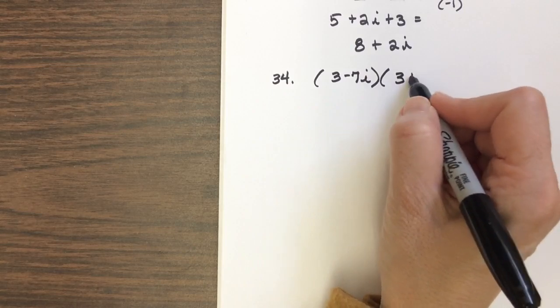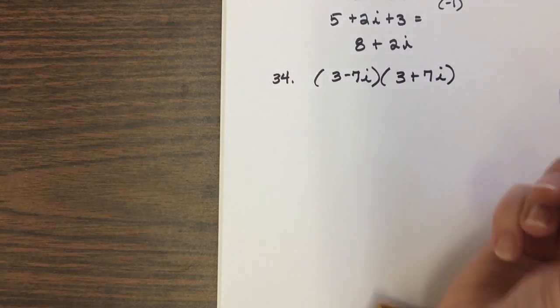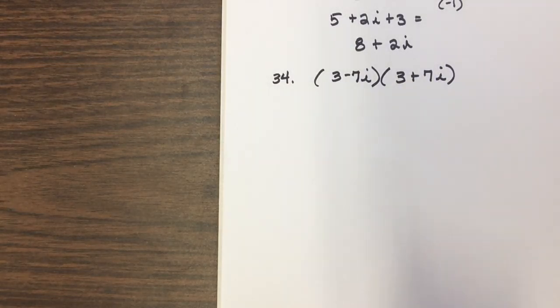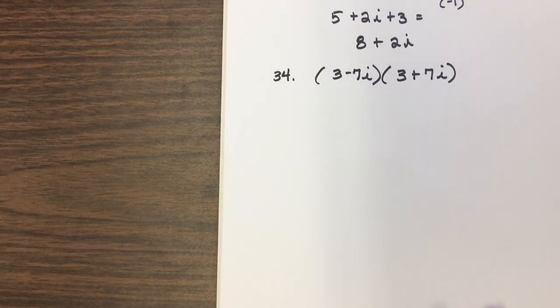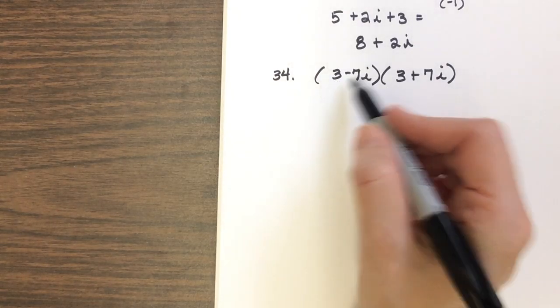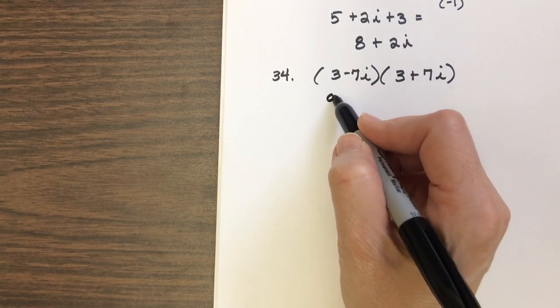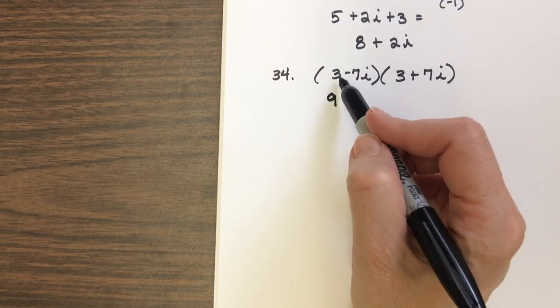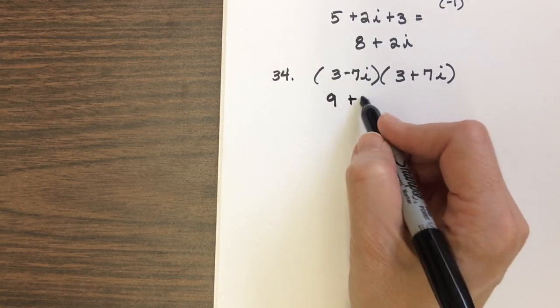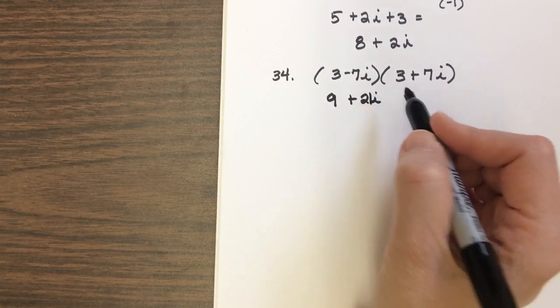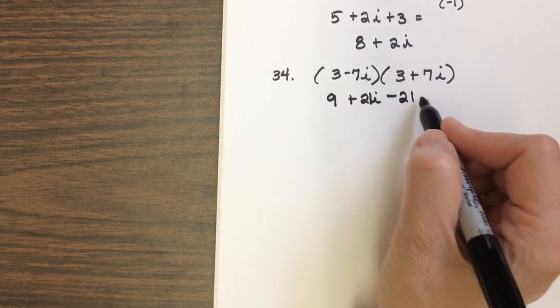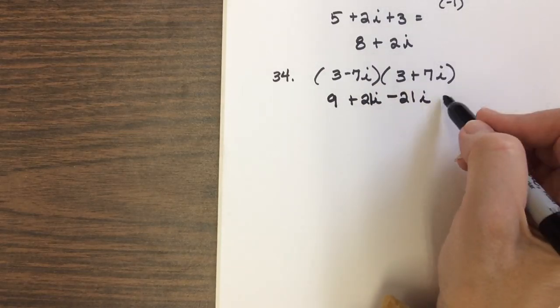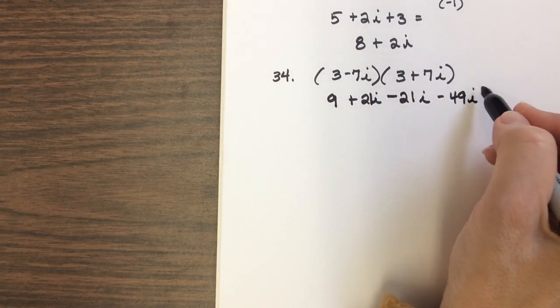But I want to show you what happens here when I multiply these two factors. Alright, so if I do my FOIL thing and I do 9, and then I do outside, I get positive 21i. Inside, I get negative 21i. And then last, I get negative 49i squared.